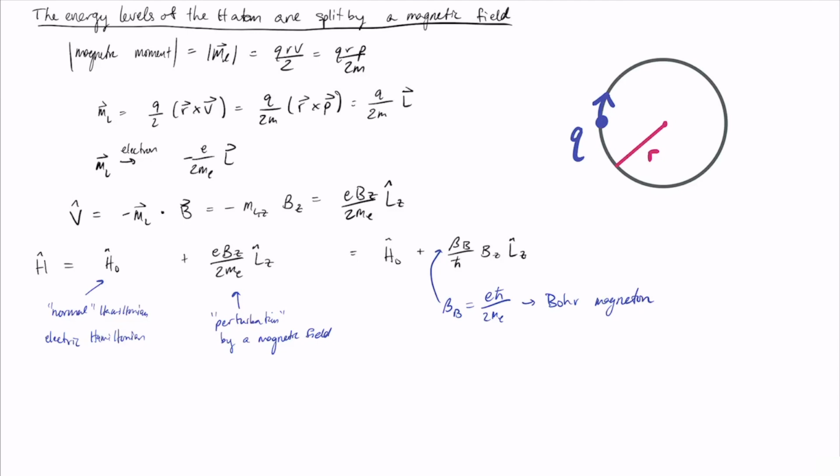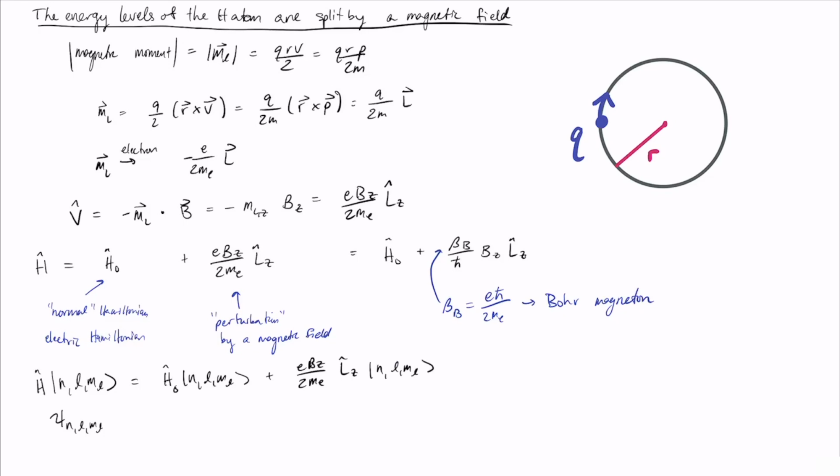I'll go through a quick example to show why that works the way it does. Okay, so let's take our perturbed Hamiltonian. We're going to apply it onto the n, l, m sub l eigenstate of the hydrogen atom. This is bra-ket notation, but it means the same thing as applying it onto psi n l m sub l. So let's use our definition of the Hamiltonian. This would be H naught times |n l m sub l> plus e times Bz over 2me, Lz hat, times |n l m sub l>.